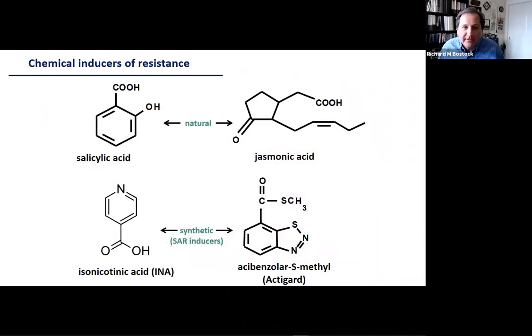I know you're not chemists and all that, but this is the structure of salicylic acid, very simply. It's very similar to acetylsalicylic acid, aspirin.